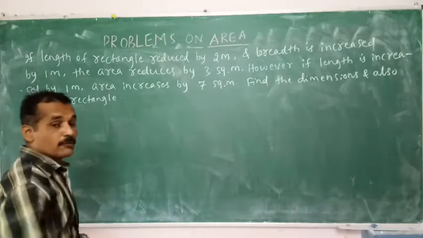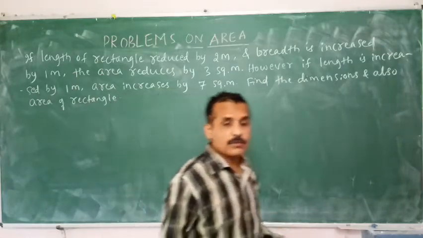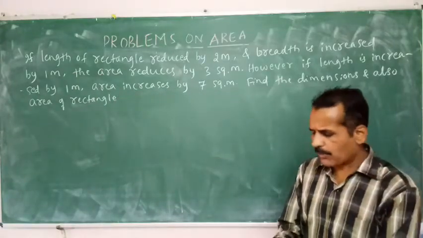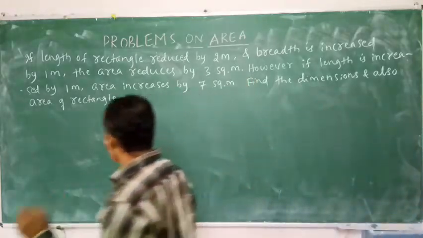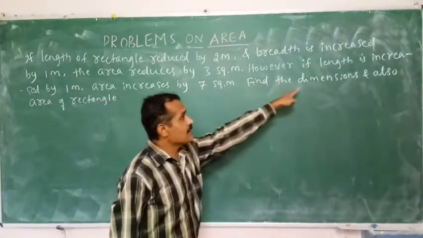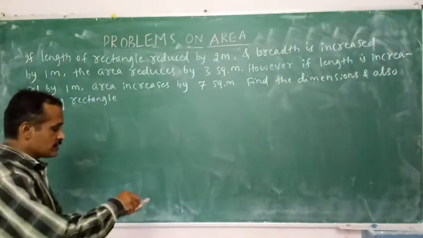Let us go for one more problem. All the dimensions are given to you. Let us start the problem and slowly we will understand what the given things are. But I told you how to start. Find the dimensions of the rectangle. Dimensions means length and breadth. How to start?